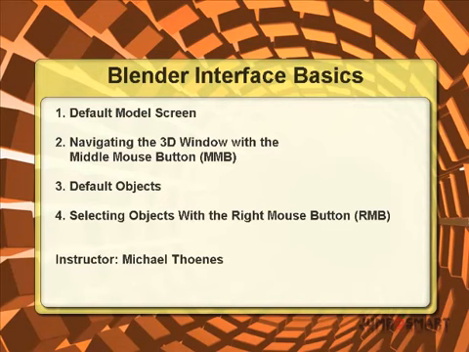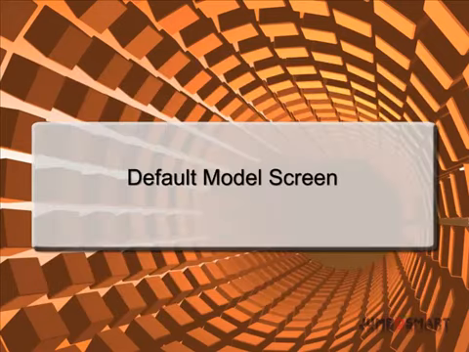We will be looking at the default model screen, navigating the 3D window with the middle mouse button, default objects, and selecting objects with the right mouse button. Let's take a look at the default model screen.